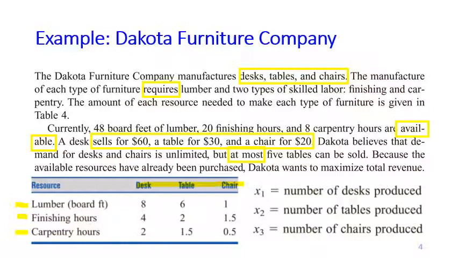And then you can see also the availability of each resource. So it's also about the constraint. And then here sells for $60, $30, and $20. It must be talking about the objective function. And finally, there's a sentence with at most something. So again, it must be talking about the constraint. I will give you a pause on this video to give you the time to really read and understand this problem carefully.